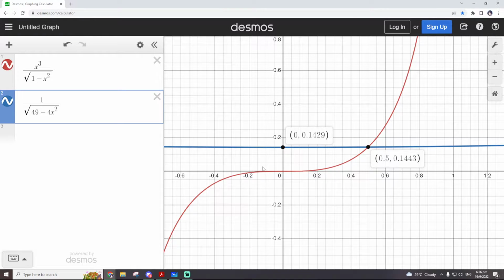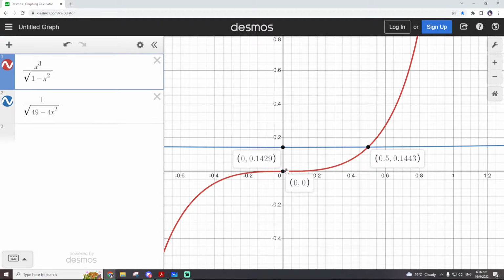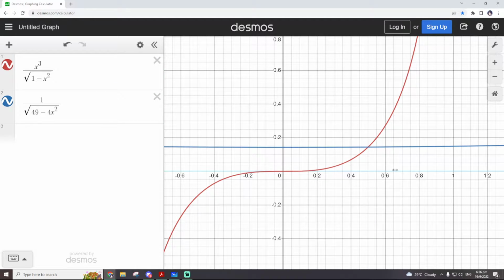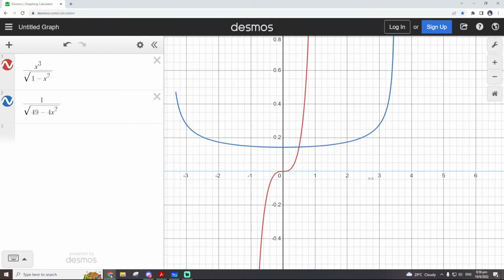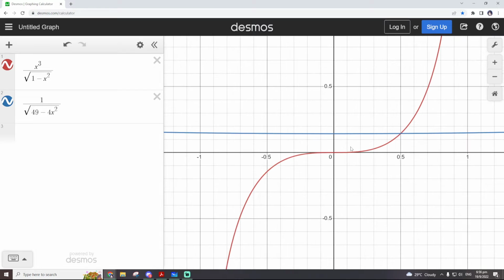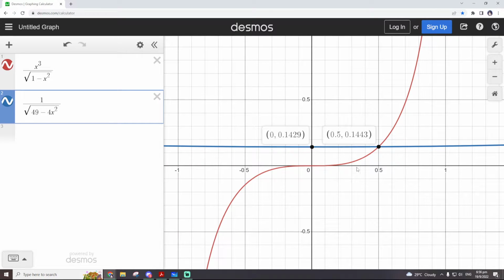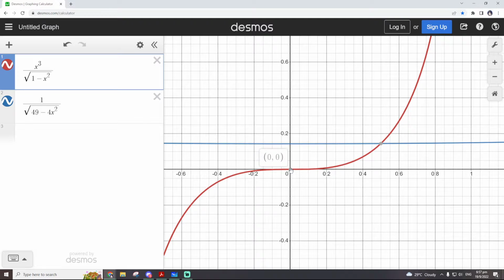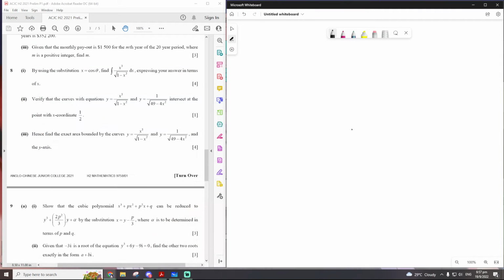You could consider a rectangle and integrate. No, it's not a rectangle, sorry. It looks rectangular, but it's not. If I scale the graph, you'll see it's actually curved. So what you could do to find this area is to consider the area under the blue curve minus the area under the red curve. And that will already give you the answer, right? Okay, so let's go on to find the area.